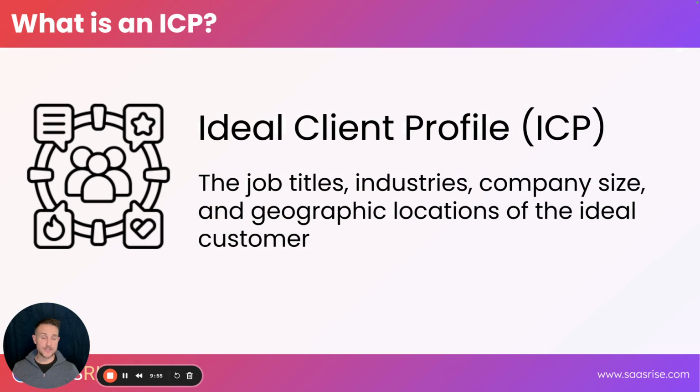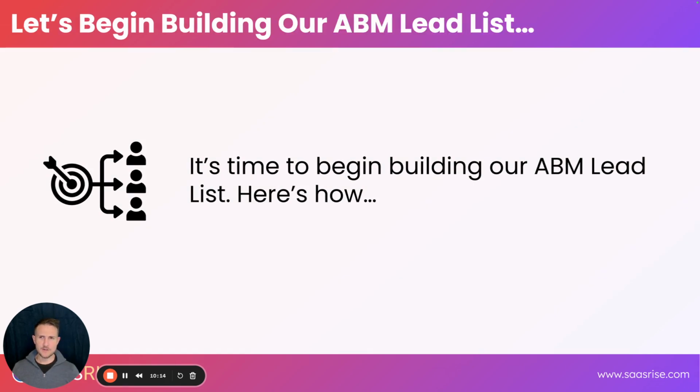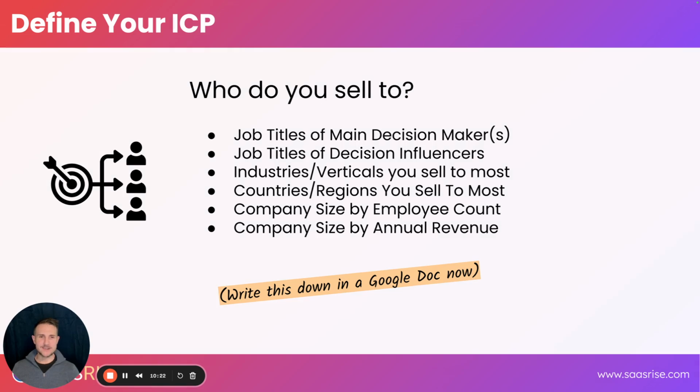So first, to build your ABM list, you need to establish a clear definition of who your ideal client profile is, your ICP. And that's things like the job titles, the industries, the company size, the company revenue, employee count, geographic locations, and verticals of your ideal customer. All right, so you're ready to get your hands dirty. If you're a mid-market or enterprise B2B SaaS company, let's get going and let's actually start making this happen.